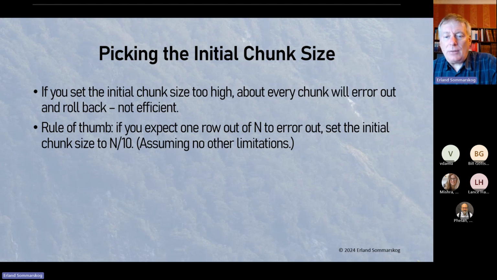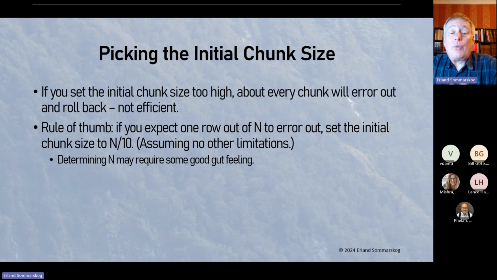If you expect 1 row of n to error out, well, set the initial chunk size to n divided by 10. Assuming, of course, there are no other limitations like having to be nice to others, avoiding lock escalation, etc. Now, of course, what is the value of n? Well, that may require some good gut feeling. Of course, if you already have a process where you are running one at a time and you want to rewrite it to do chunking, then you might have some data to work from. Else you would just have to decide what is reasonable and make some guess.